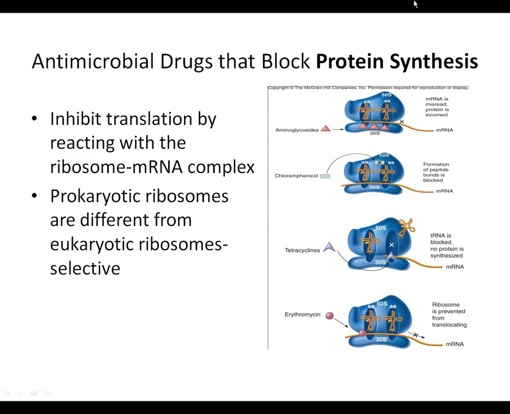Here are 4 different, your book actually shows 5, and I couldn't fit all 5 on this page, so I took the 4 most common. Here are 4 different protein synthesis inhibitors.